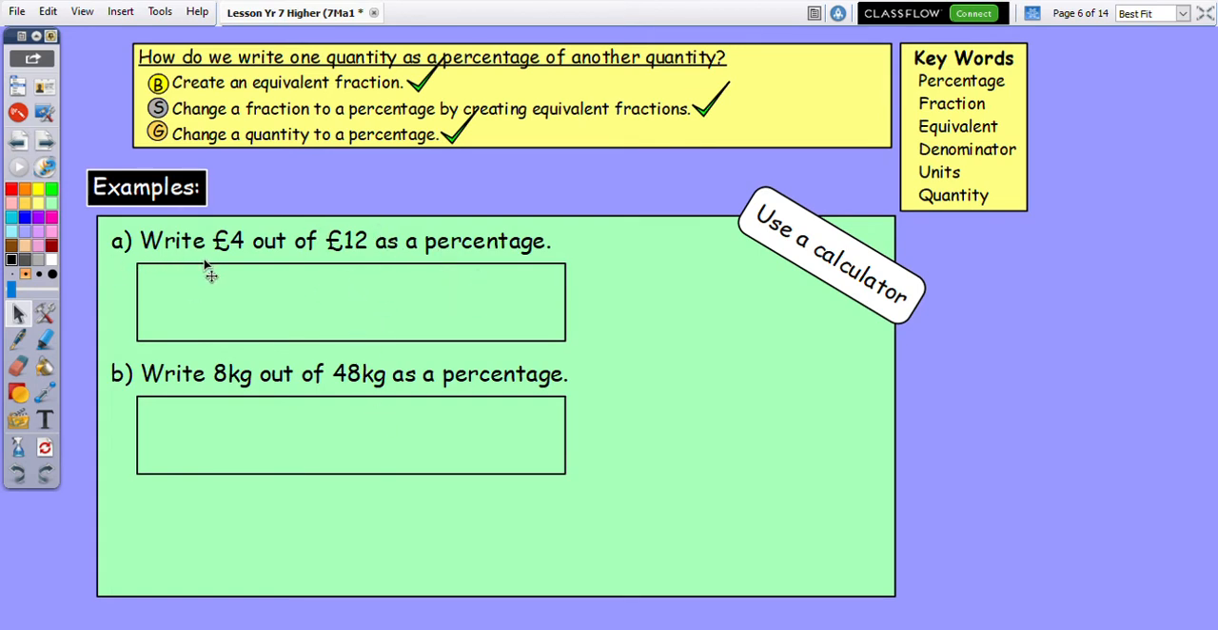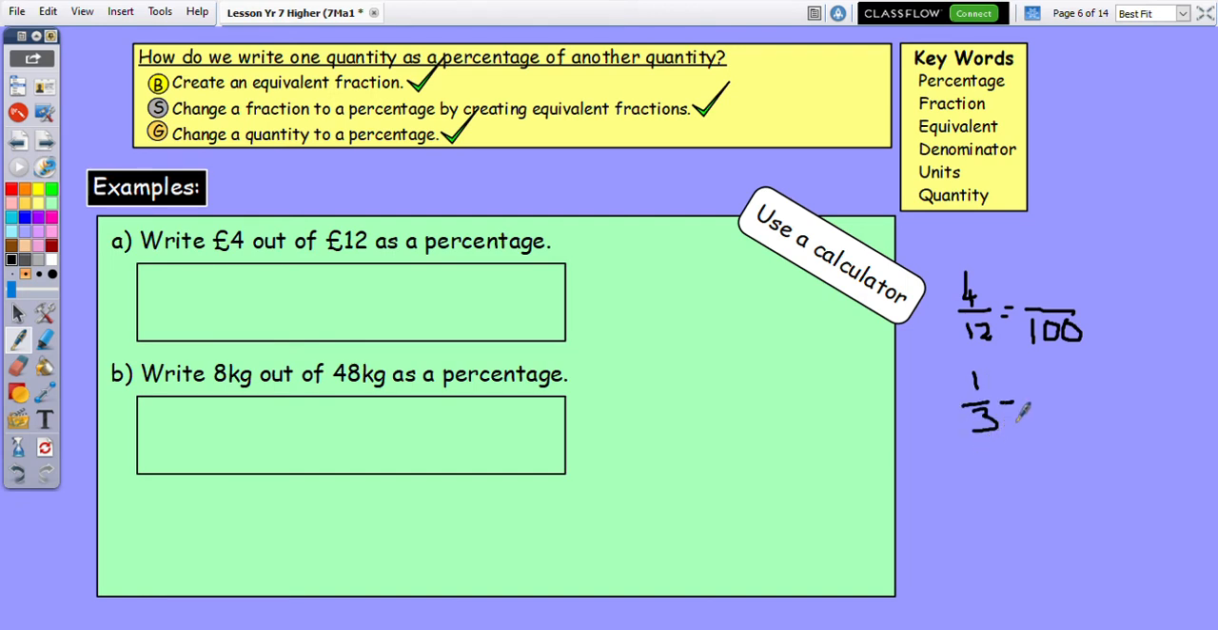Now, again, if they are interesting questions, you're probably going to get a calculator, but before I just show you what to do, let's have a think about answering this question using a fraction. If I can write this down, 4 out of 12. Remember that my only goal is to get this to 100. Now, getting 12 to 100 is quite difficult. So what I would do first is look at the fraction. 4 over 12 simplifies to a third.